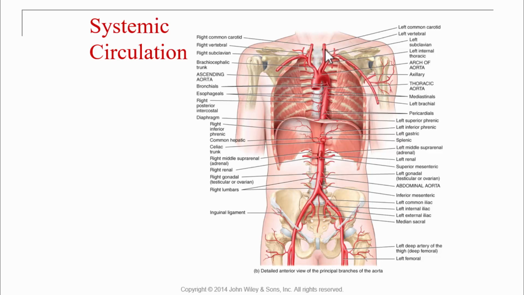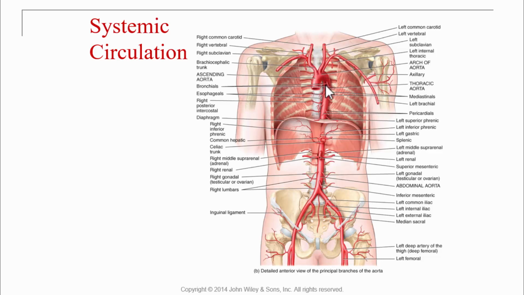We're going to look at the carotids and the vertebrals a little bit later when we look at what's called the circle of Willis, and this is the blood flow to the brain. And we'll go into more detail as well on what the subclavians become.